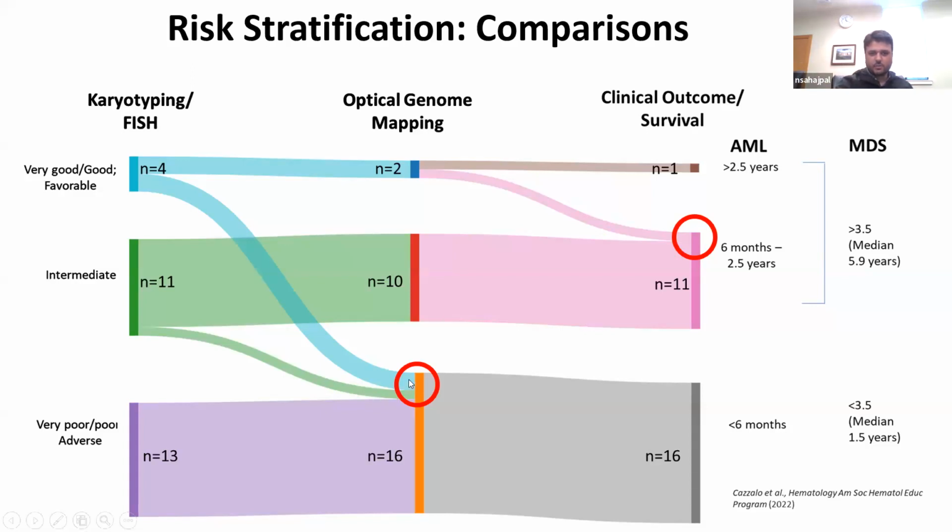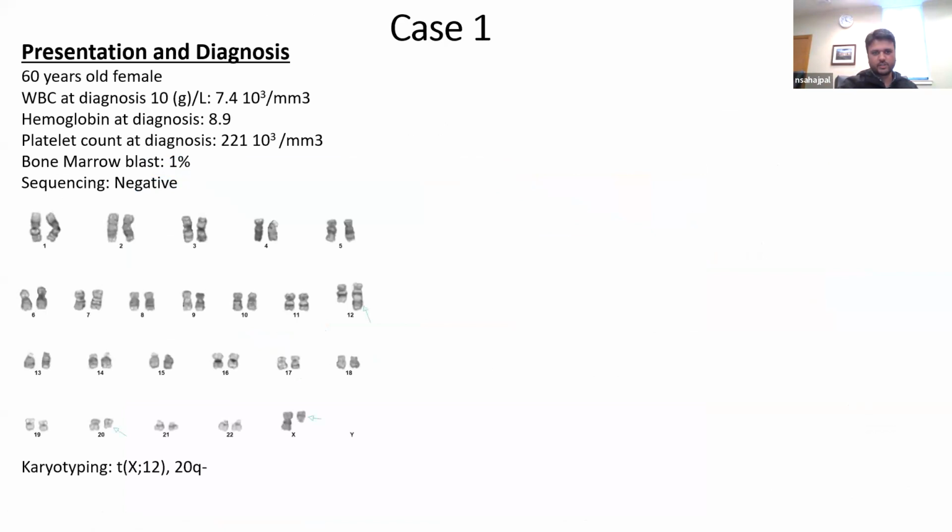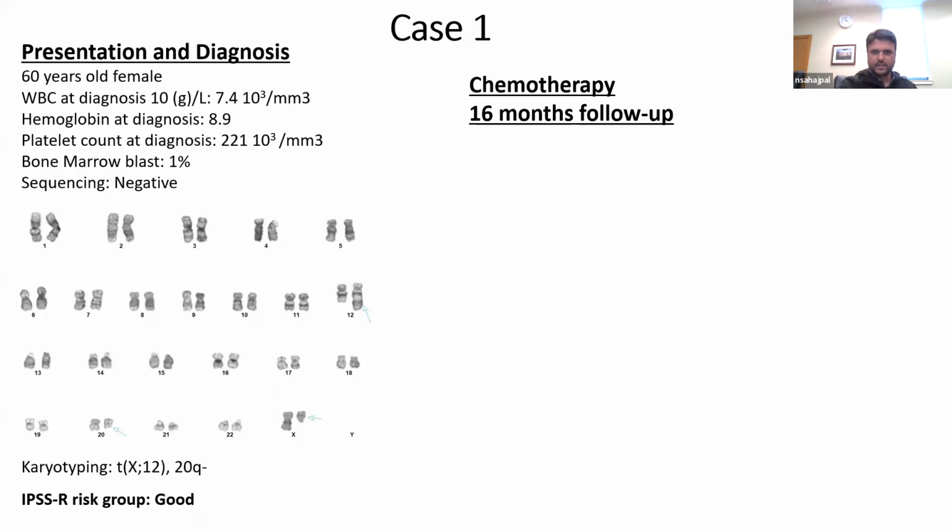So I want to highlight just one MDS case, which was changed from very good to very poor. If we look at this case, a 60-year-old female, 1% blast, the sequencing was negative with the 54 gene panel, and karyotyping showed a translocation X12 and a deletion on the long arm of chromosome 20. So a good prognosis with IPSS-R risk scoring.